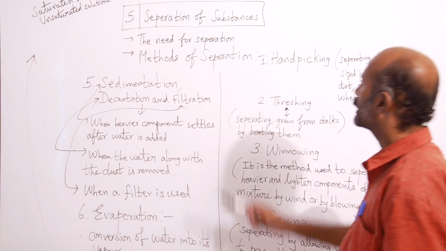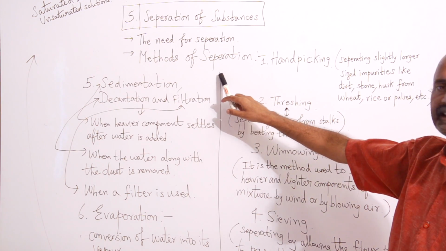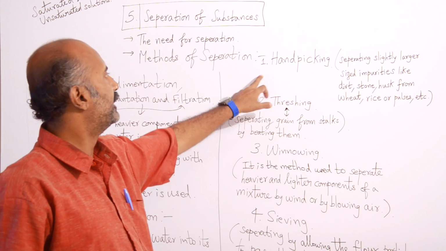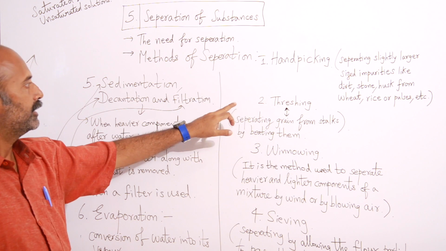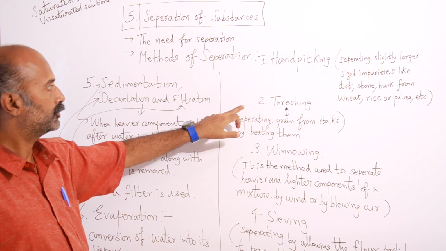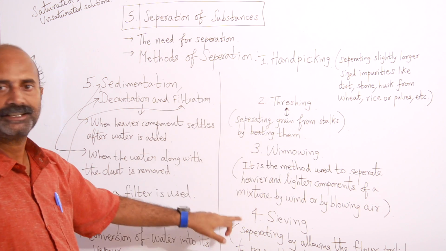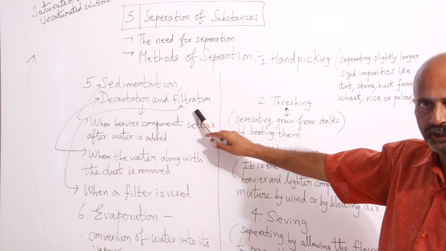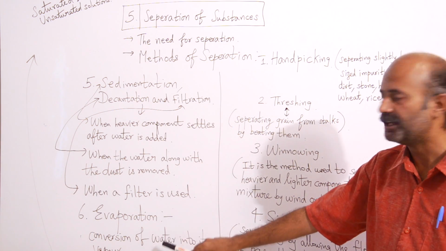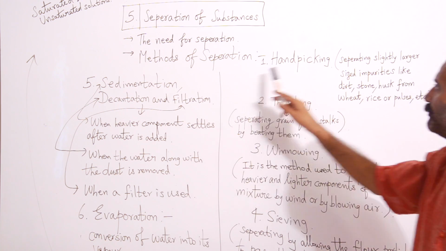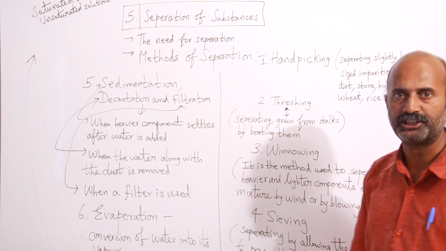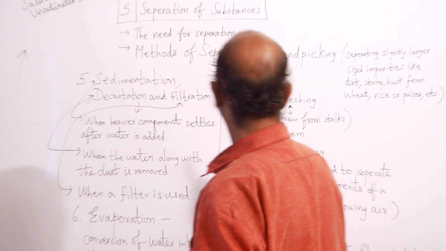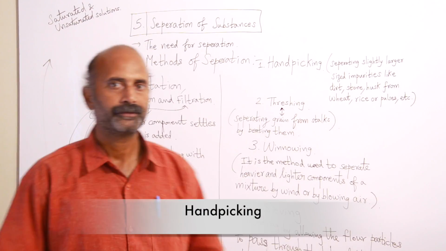So now, the basic methods of separation are very simple. It starts with hand picking. I'm just naming them first. Hand picking, threshing, winnowing, sieving, sedimentation, decantation and filtration, evaporation, condensation. So we have 7 methods of separation which are mainly used. Now we will start with hand picking.